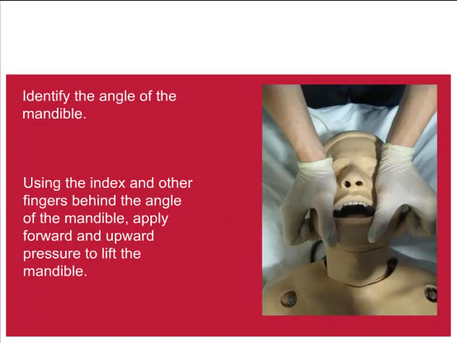To perform the jaw thrust, the rescuer should place their index to little finger behind the angle of the mandible. Upward pressure is then applied to move the jaw upwards and forwards. Using the thumbs, the mouth is opened slightly by a downward displacement of the chin. The jaw thrust is the preferred option for a victim with a suspected or actual spinal fracture.